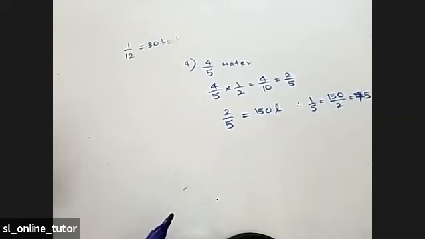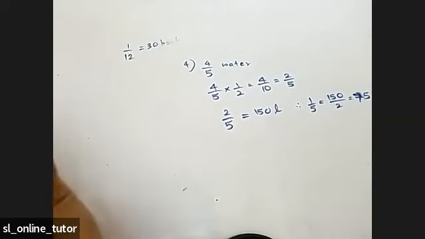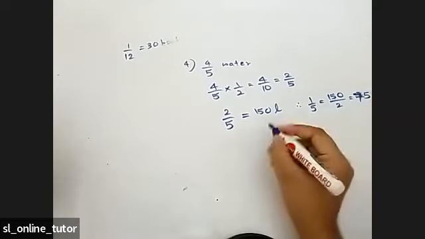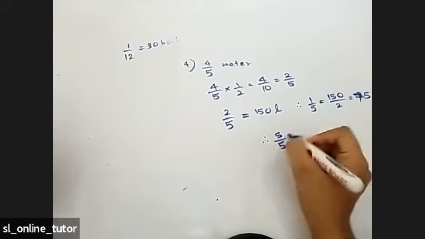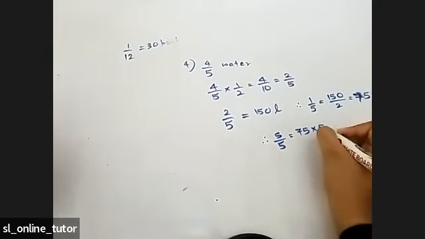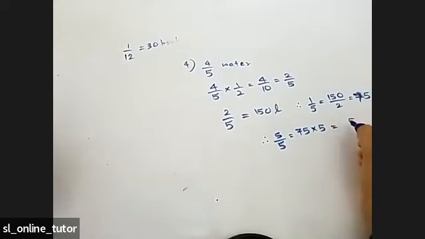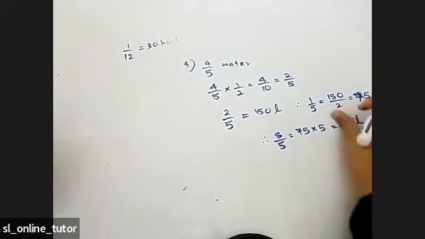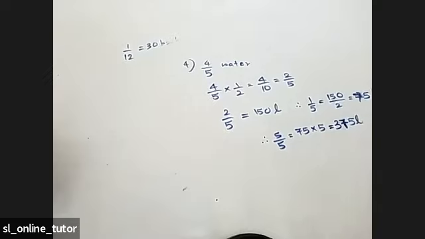Find the capacity of the tank. Capacity means the total, how much it can hold, 5 by 5. So 1 by 5 is 75. Therefore, 5 by 5 is equal to 75 into 5, 385 liters. Is that correct? No, wait a second. 375 liters. 375 liters. This much of capacity is there.